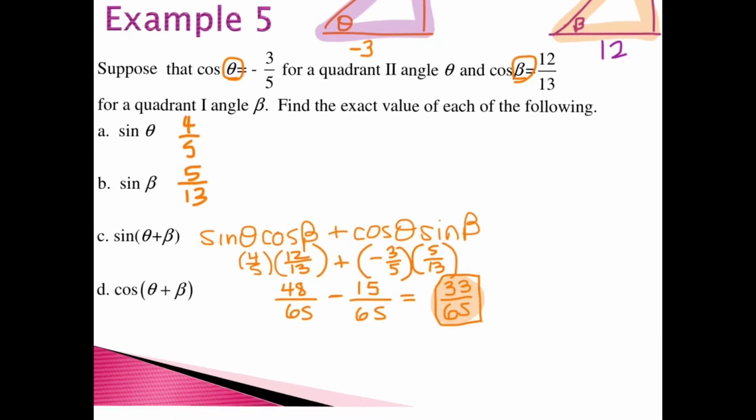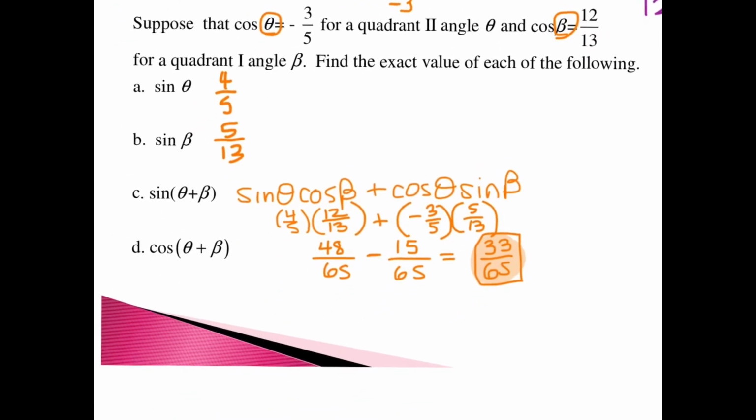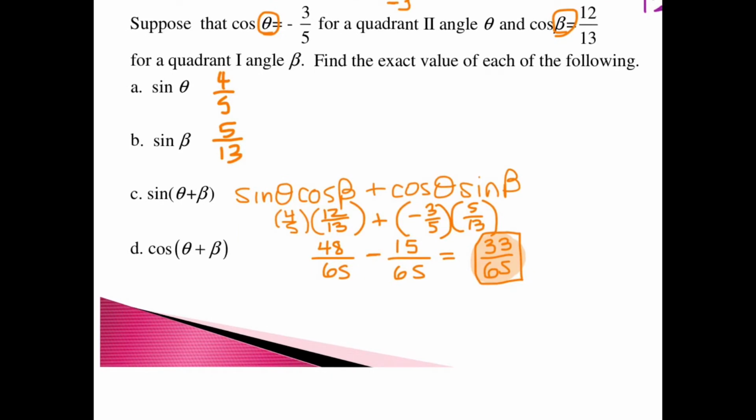And now I go to D, which is the cosine. So cosine's pattern is cosine, cosine, sine, sine, and change the positive or negative sign. So it's cosine of the first, cosine of the second, minus sine of the first, sine of the second.